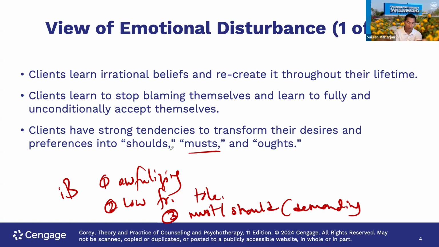Yeah, you see here must, ought, should, right? And the fourth one is self and other rating. We constantly rate ourselves compared to others. These four patterns appear repeatedly across clients and problems. And what REBT tries to do is target unconditional self acceptance as a core therapeutic goal.